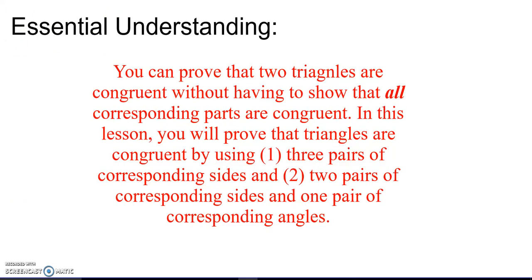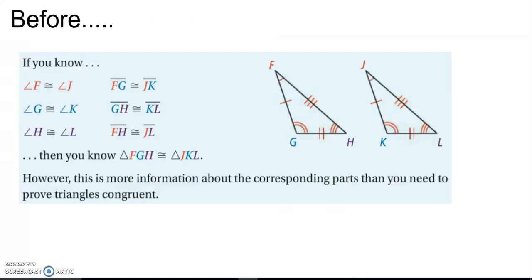You can prove that two triangles are congruent without having to show that all corresponding parts are congruent. In this lesson, you'll prove the triangles are congruent by using 3 pairs of corresponding sides, or 2 pairs of corresponding sides and 1 pair of corresponding angles. Before, you had to know all the angles were congruent and all the sides were congruent, and you had this congruency statement. However, this is more information about the corresponding parts than you need to know to prove that triangles are congruent.